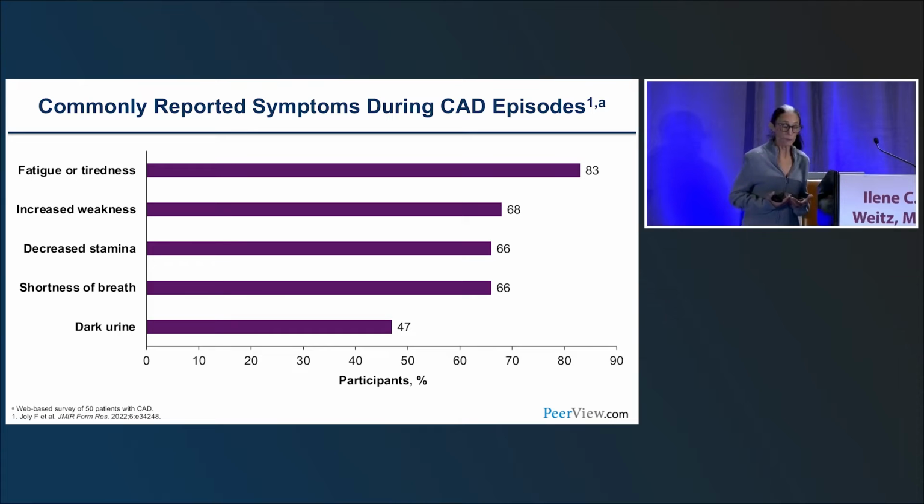When they have an episode of CAD, then their fatigue definitely increases. You could see there's a 10-point, 10% increase compared to before. They have increased weakness. All of these are the same, and they may even have dark urine depending on the degree of intravascular hemolysis.